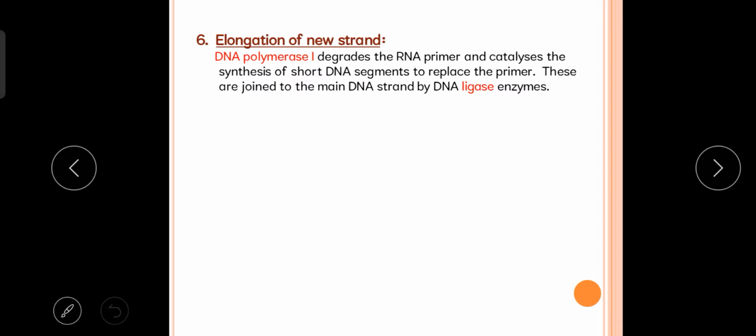Now here see the last point, elongation of the new strand. Elongation of the new strand means how the nucleotides are joined together. Very simple. The DNA polymerase 1 degrades the RNA primer, and it catalyzes the synthesis of the short DNA segments to replace the RNA primer. So this way these short segments are joined together by the ligase enzyme, and this way the long chain of DNA is formed.